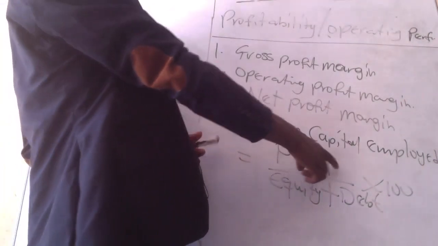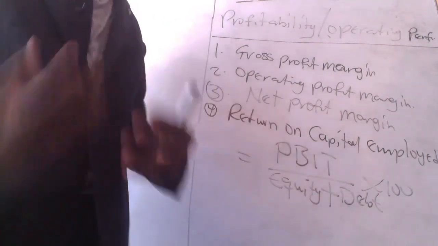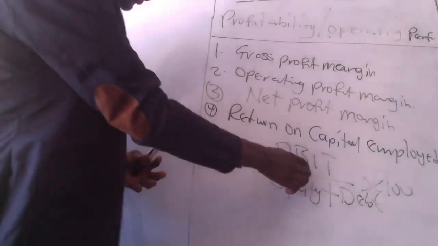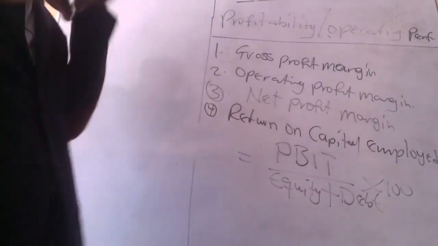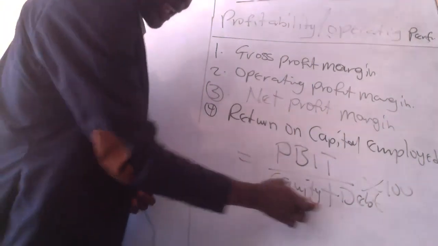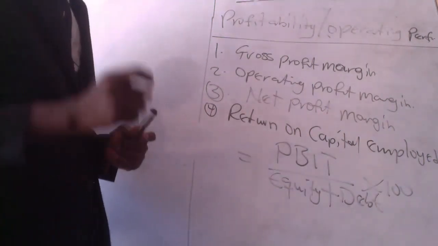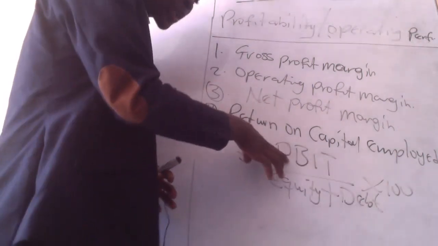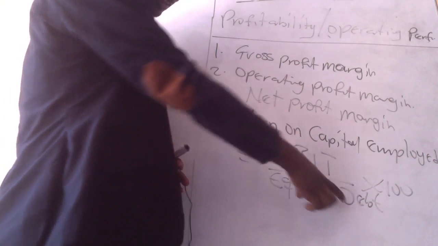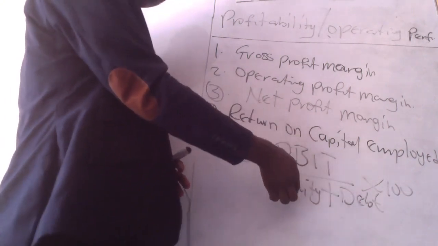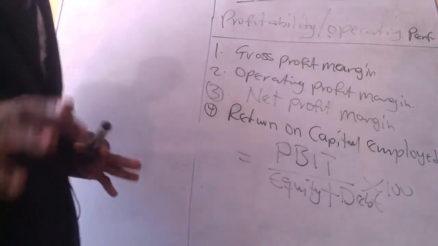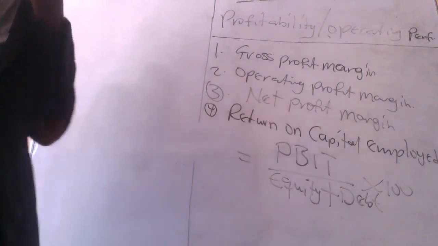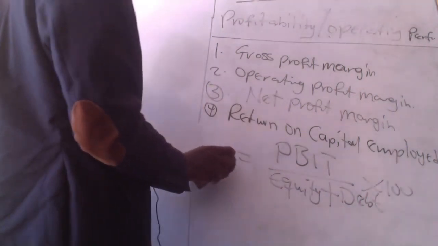Take note. Why? Because profit before interest and tax is the profit available to pay interest and tax, and the remaining one will be for the equity holders. So pick the profit which is available for equity and debt holders. Interest is for the debt, then after the tax is for the equity. So take notes for me and you'll be fine. So that is the formula.